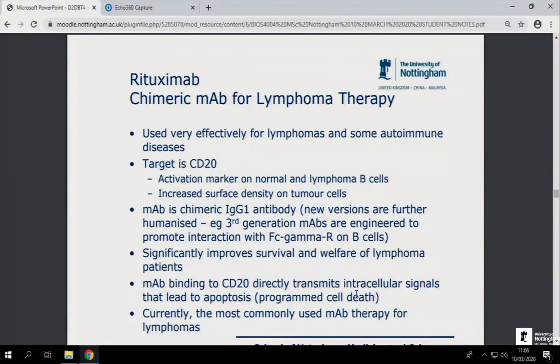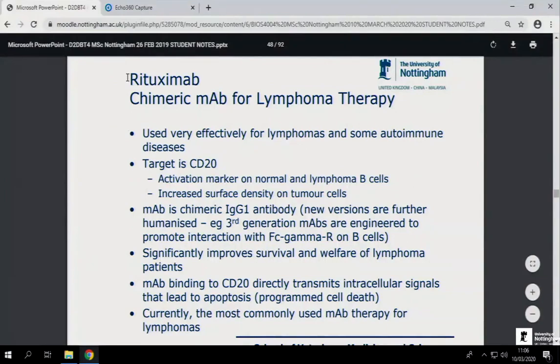So the one that's commonly developed and is in use almost everywhere is called rituximab. And if you know anybody who's having monoclonal antibody therapy for tumors, they've probably taken rituximab as well. It's excellent. It's used very effectively for lymphomas and some autoimmune diseases. The target antigen is an antigen called CD20.